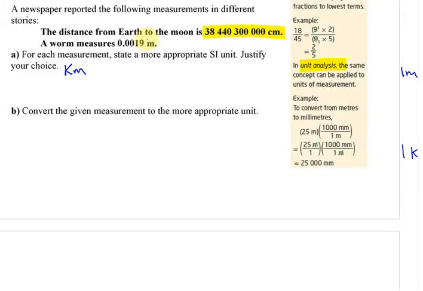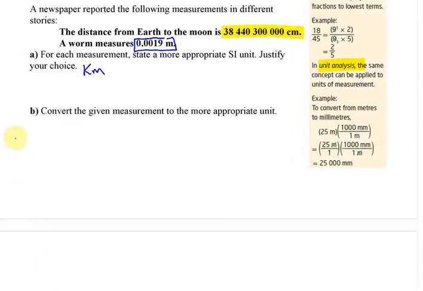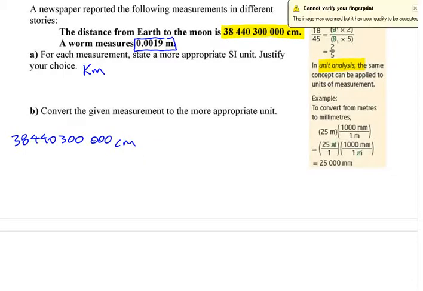What's more appropriate for this? A worm measures 0.0019 meters. Well, obviously not in. What does that mean? What's that the same as? If we want to convert these two numbers, let's start with the distance to the Moon. If you have this 38,440,300,000 centimeters, and you would like to change it directly to kilometers, you can do this.